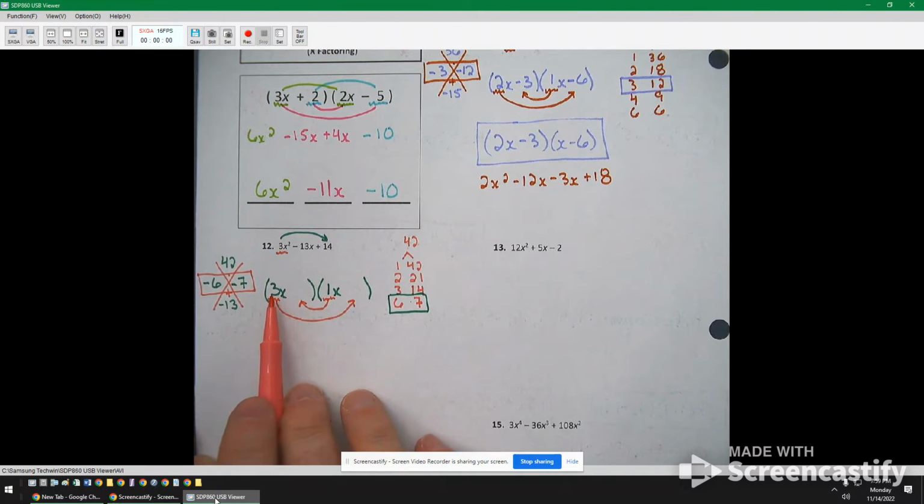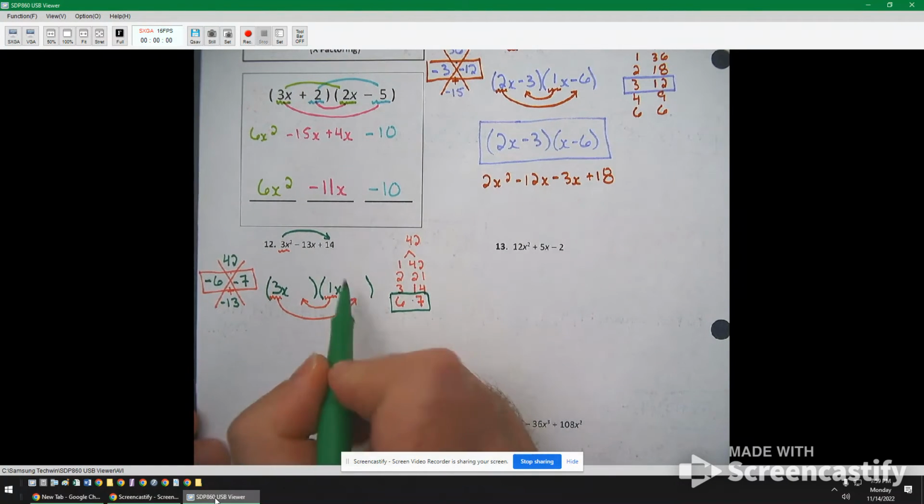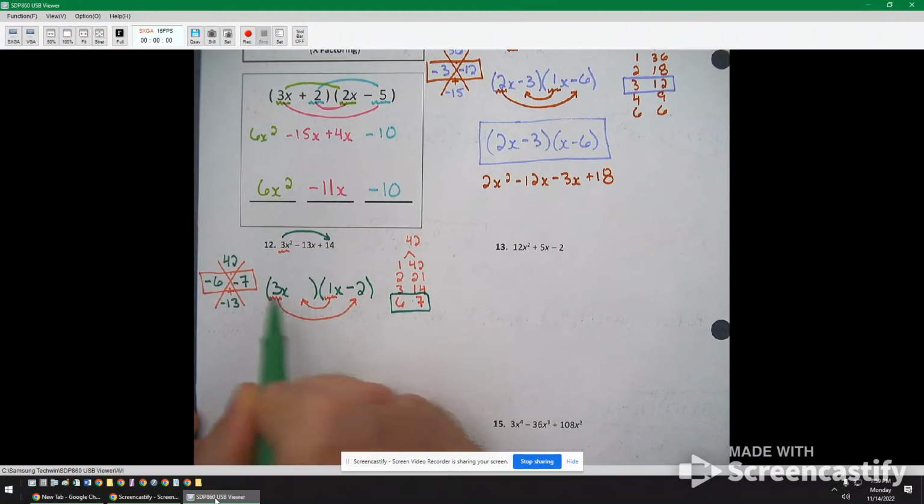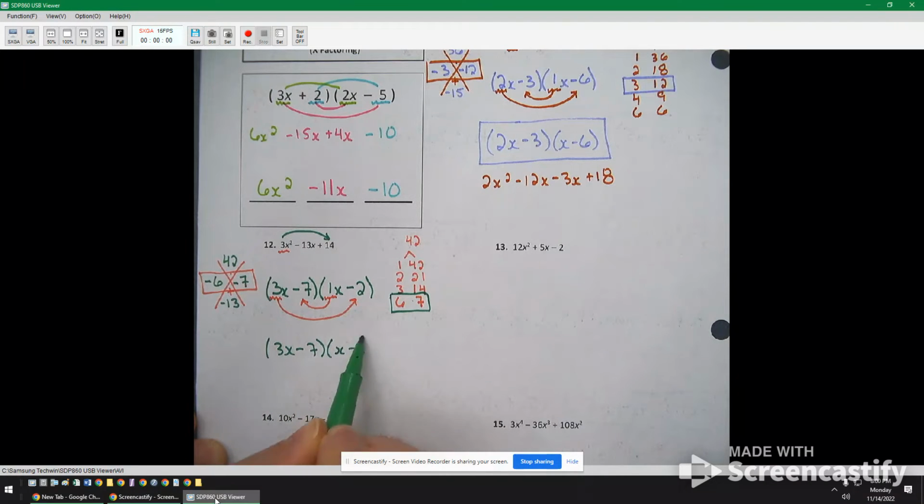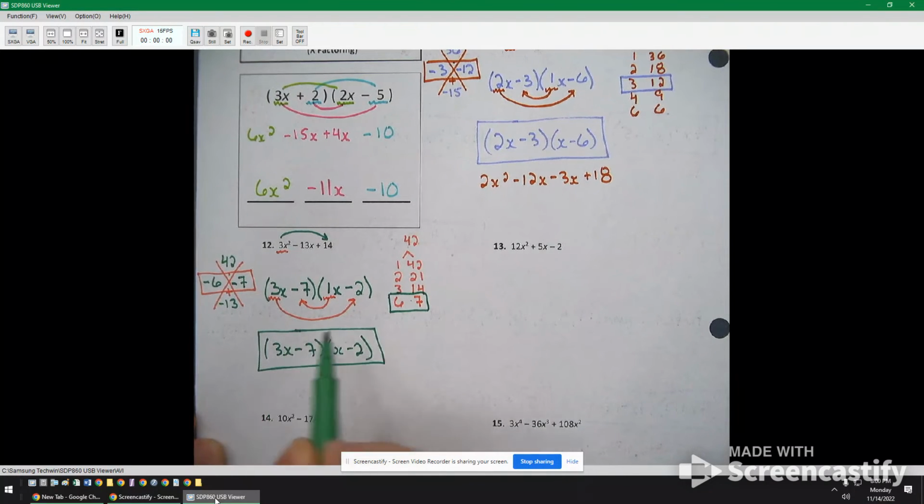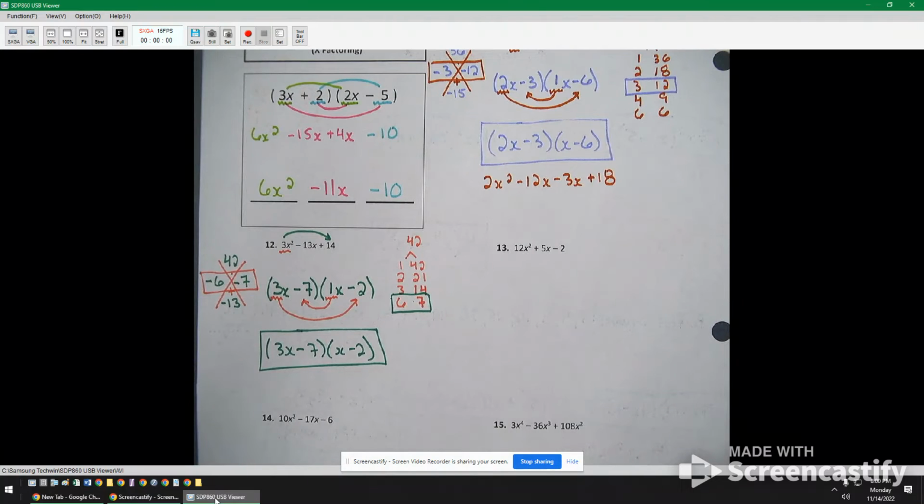Now, this also works with this, and this also works with that to build these two numbers. So if I've got the 3, you can't build a negative 7 out of 3, but I can build a negative 6. So 3 times negative 2 built the negative 6. The 1 then is going to have to build the negative 7, and my answer is 3x subtract 7 and x subtract 2. Now, if you want to, you can go and distribute that, but it'll work.